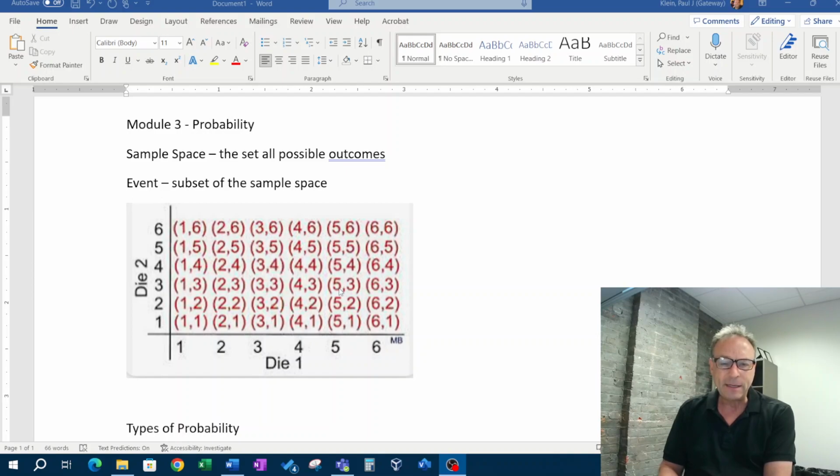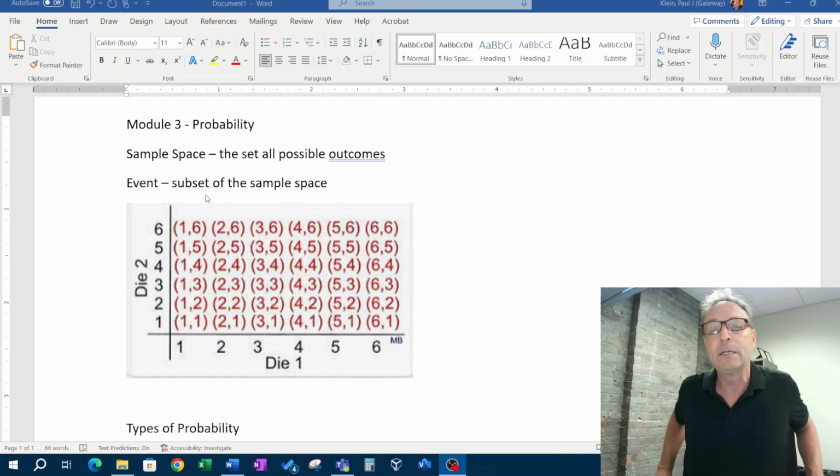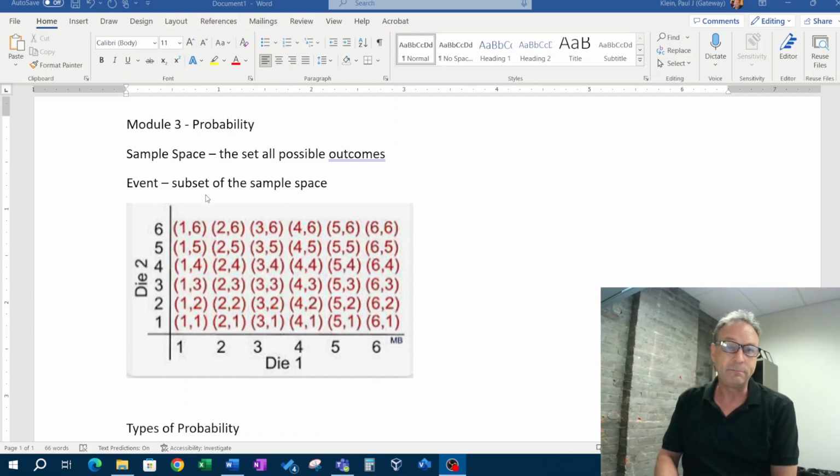And then an event is a subset of that. And you define the event. It's what you're interested in. What's the likelihood that I get doubles? All right. So that would be the event, getting a double. And it would be this diagonal here. There's the 1, 1, 2, 2. That's a subset. And depending on how big the subset is, that determines the probability that one of these outcomes will happen.